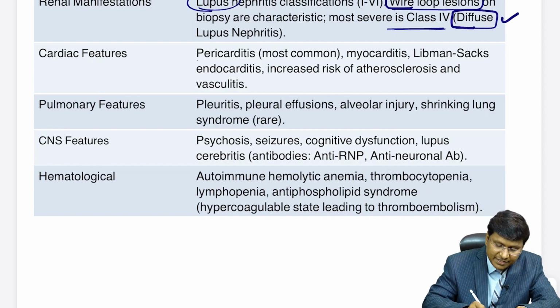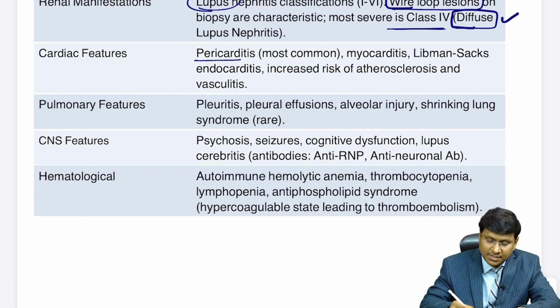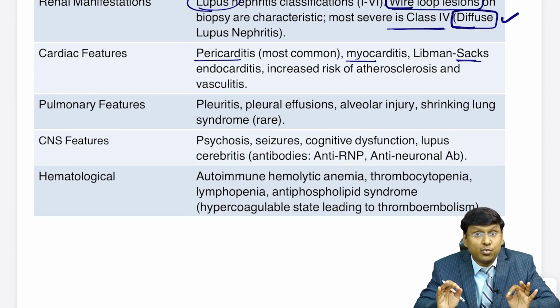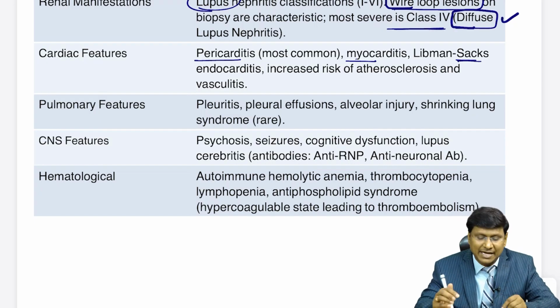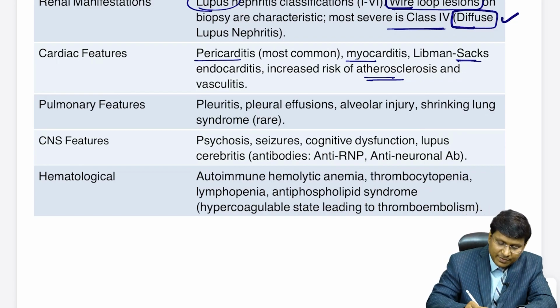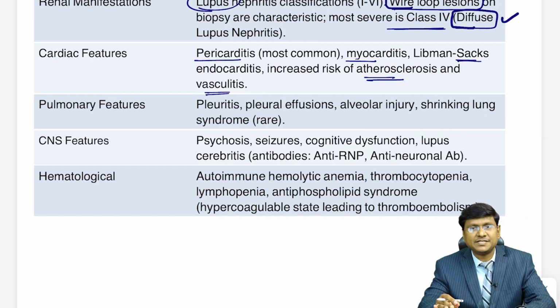And the cardiac features will be in the form of pericarditis, that is most common, then myocarditis and Libman-Sacks endocarditis. In Libman-Sacks endocarditis, you have valvular involvement. Pericarditis you can treat by giving methylprednisolone or steroid. But if it is valvular involvement, that is Libman-Sacks endocarditis, the steroids will not work. You need to do a valvuloplasty. And these patients have an increased risk of atherosclerosis as well as vasculitis. So this will be the cardiac feature in patients with systemic lupus erythematosus.